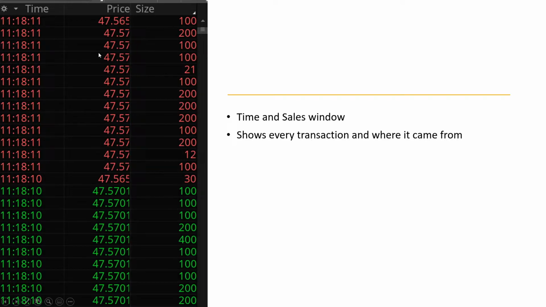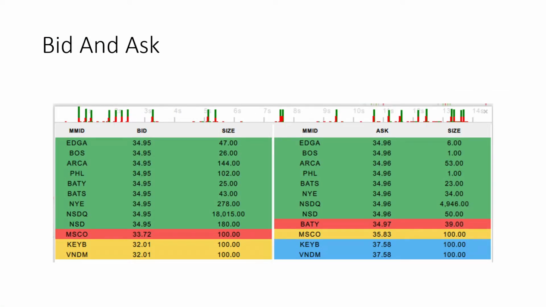So all the time and sales shows is the window. It shows the receipts, the transactions that have taken place throughout the bid and the ask. So the cool thing about this, what we can do is look at the transactions, the time and sales window, and we can also look at the bid and ask to create a group of data that we can look at and create information together by looking at both of those. So what does that look like? So let's take a look.